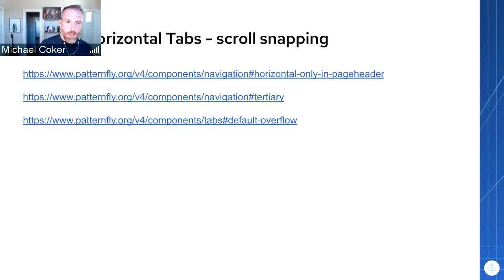So I can't really demo this. It wouldn't be visible over BlueJeans here, but the horizontal navigation component. So we have two variations of horizontal navigation. It's the main horizontal navigation that goes in the masthead, and then also the tertiary navigation that would go in the content area.